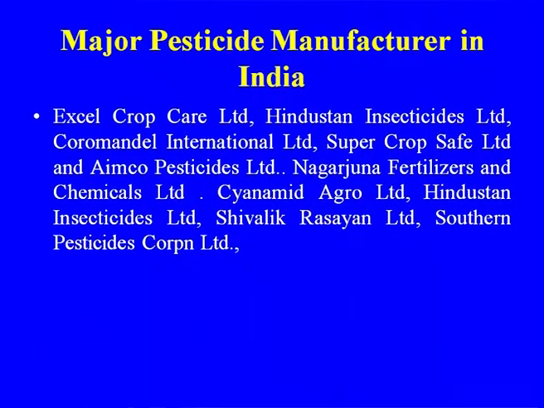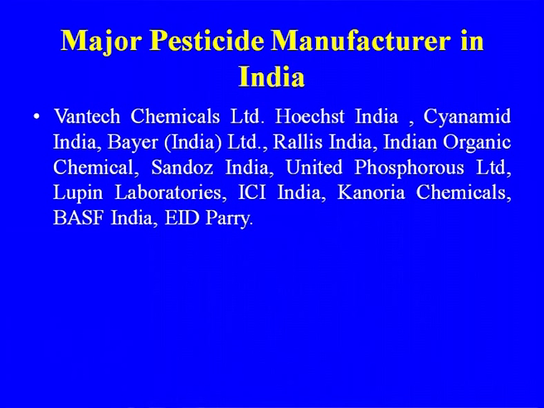So for major pesticide manufacturers, this is not the complete list, but some of the major ones: Excel Crop Care Limited, Hindustan Insecticide Limited, Coromandel International Limited, Super Crop Safe Limited, Amico Pesticide, Nagarjuna Fertilizer and Chemicals, Cyanamid Agro Limited, Shivalik Rasayan, Southern Pesticide, and a large number of others are also there, because some of the multinational companies are here too: Hoechst, Bayer, Rallis, Indian Organic Chemical, Sandoz, United Phosphorus.